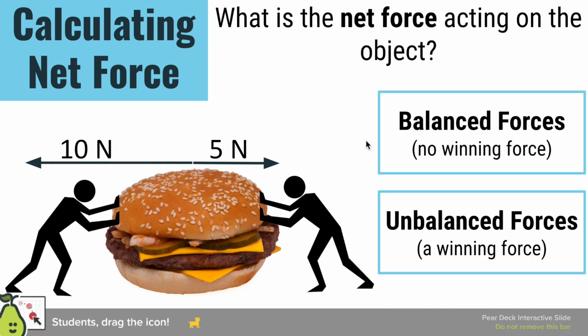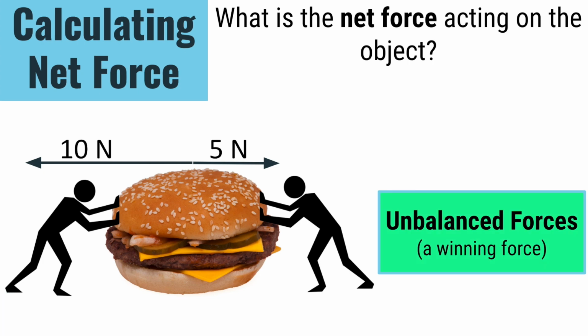Let's look at a different situation. This person's pushing 5 newtons to the right still, but now the other person has doubled their force and they're pushing with 10 newtons toward the left. Are these forces balanced or unbalanced? They're unbalanced. The net force is not 0 newtons.